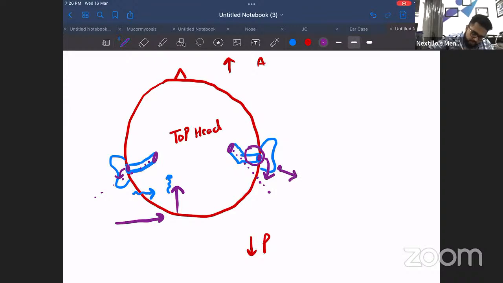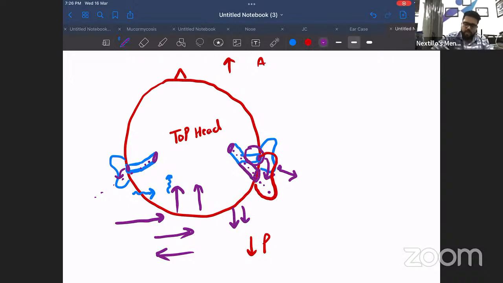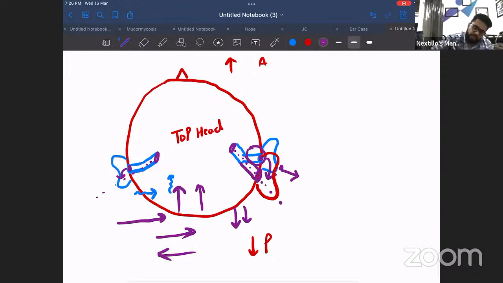To counter the medial part, we need to pull it lateral. To counter the anterior or forward part, we need to pull it backward. So I'll pull it backward, I'll pull it from here, backward and lateral, which will now orient this in this direction. It will bring the EAC in one straight line so that now I can view the tympanic membrane.